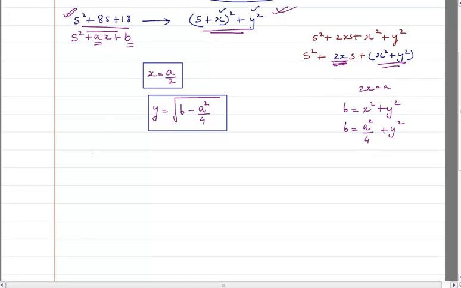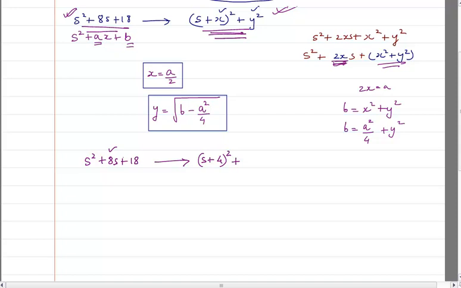If I want to write s square plus 8s plus 18, how will I write it in this particular form? First I have to write it in x. For finding x, this is a by 2. What is a? This is a. So it is going to be a by 2, so 8 by 2, which is going to be 4. So I will write first (s plus 4) square plus, now what is going to be y.